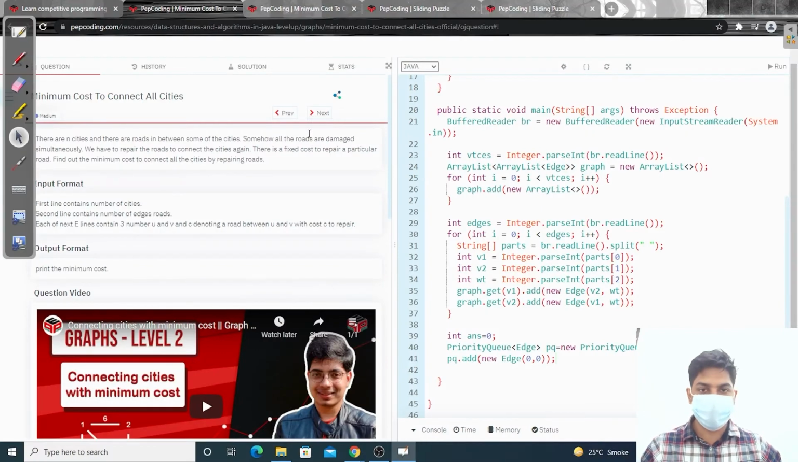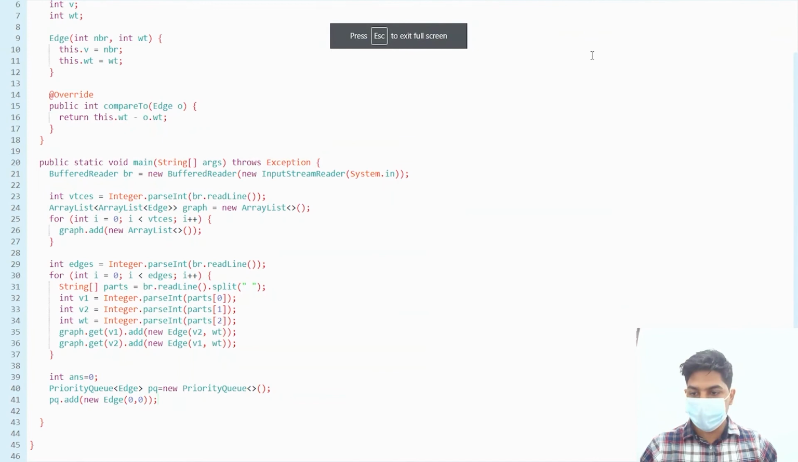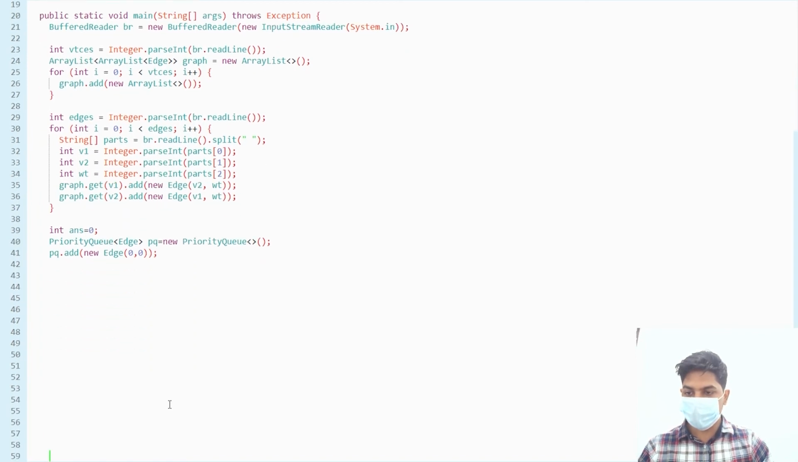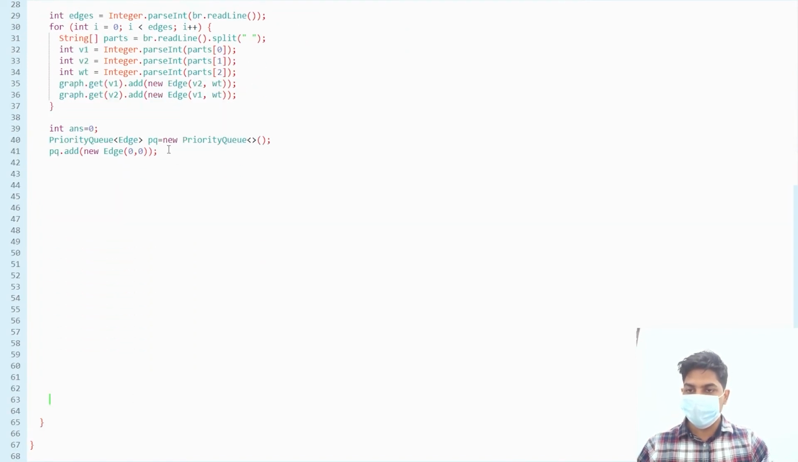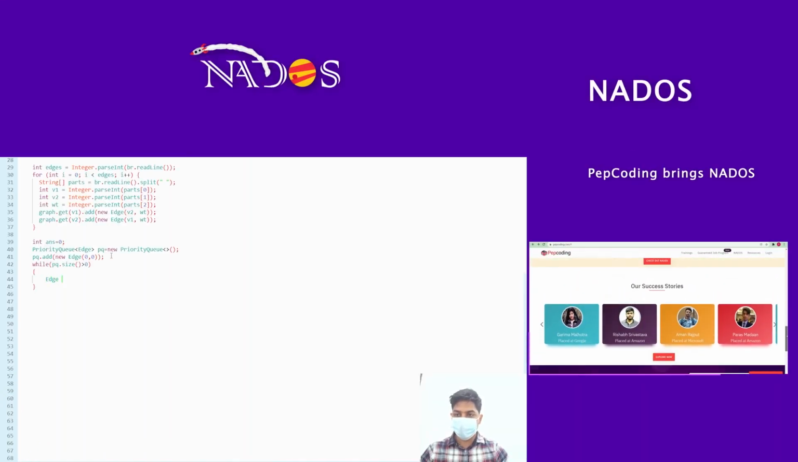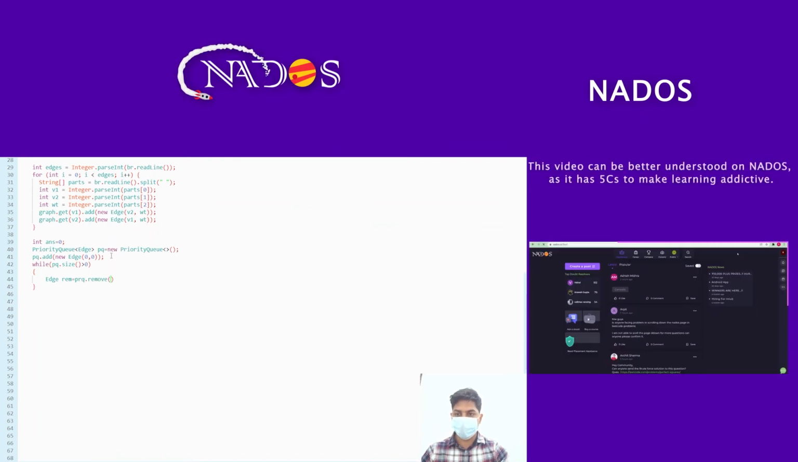Let me full screen it. Yeah, after that we had added the node. So what we will apply is: while priority queue dot size is greater than 0, we will one by one remove the element. So removed element equals priority queue dot remove.